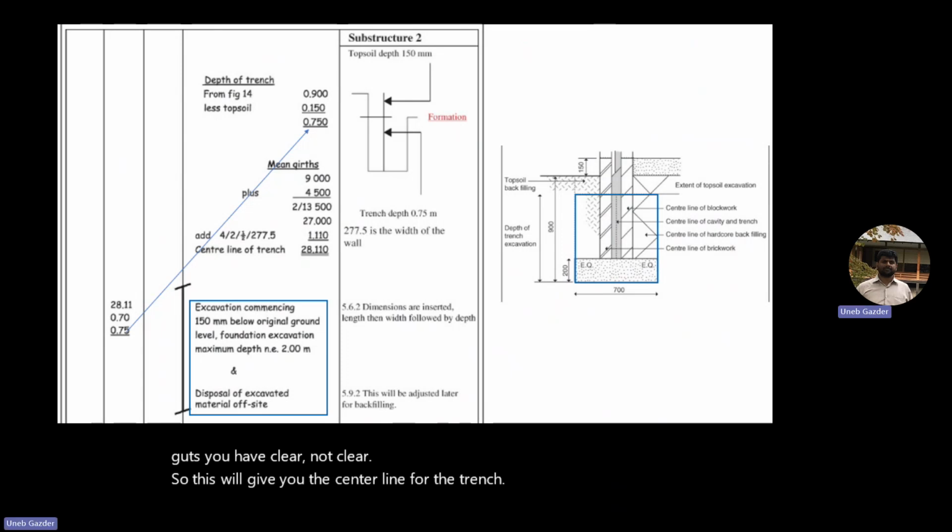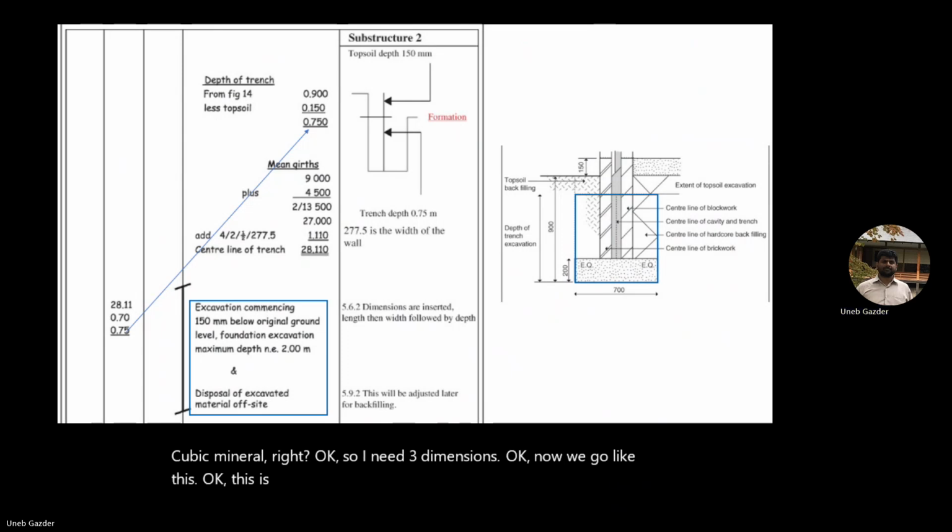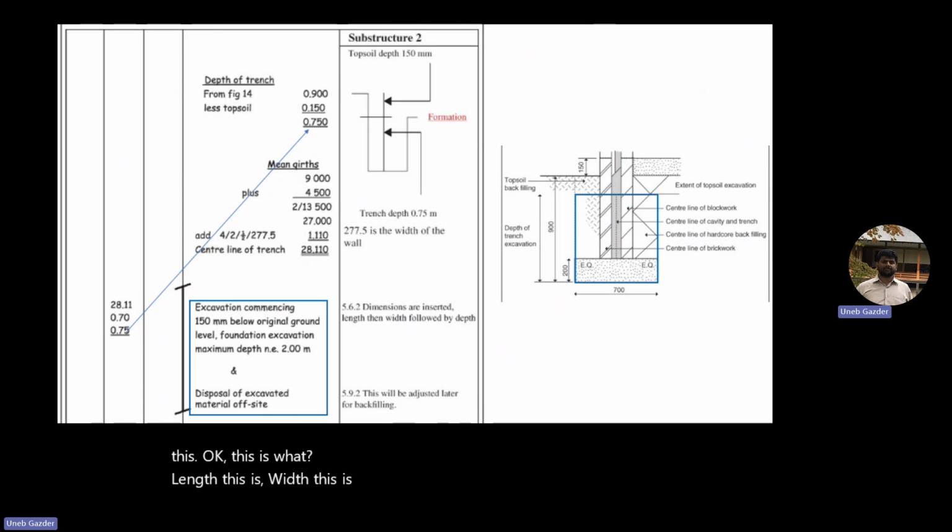And if you are calculating excavation, it is in what? Meter, square meter, cubic meter, right? So I need 3 dimensions. Now we go like this. This is length, this is width, this is height. The height is coming from there. The length is coming from the center line, and the thickness is given here. Clear? Any questions? We will do a whole exercise where you will apply all these. No problem. Is it clear now?